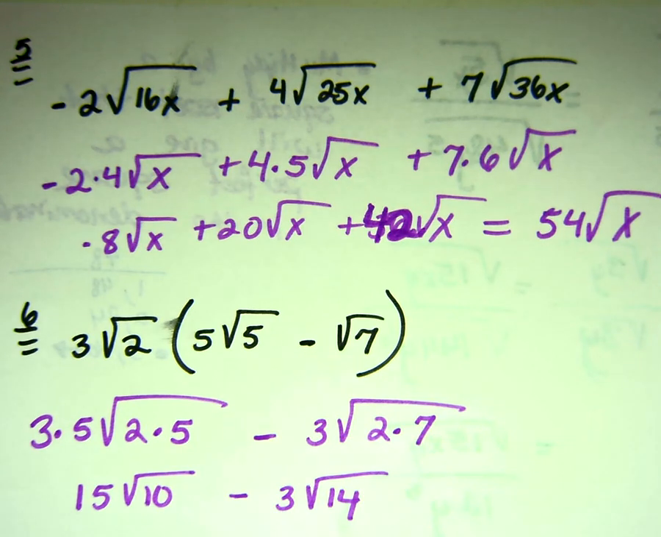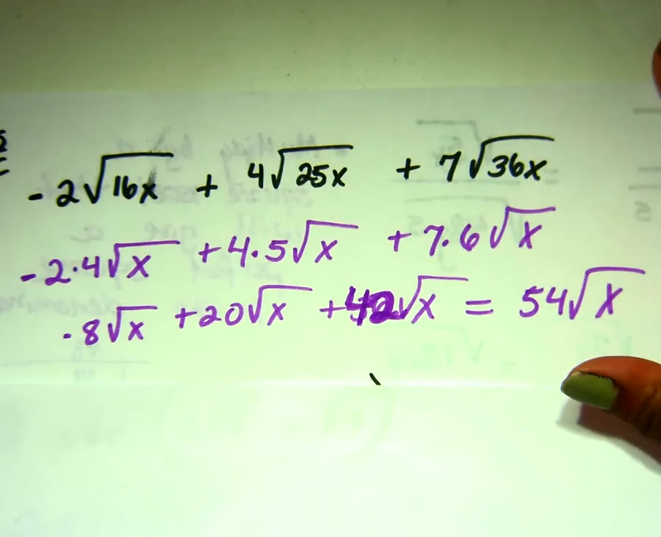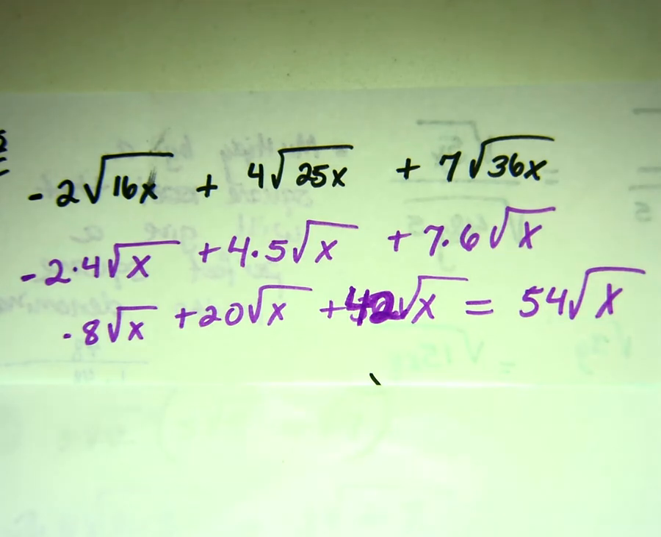You have 2 examples here. So for your first one, you're trying to combine like terms using addition. So you have negative 2 square root of 16x plus 4 square root of 25x plus 7 square root of 36x. Notice how all of them have x under the radical, and they're also all perfect squares.